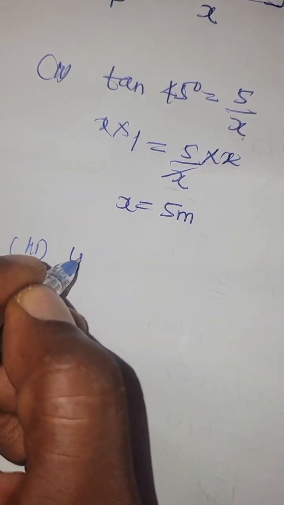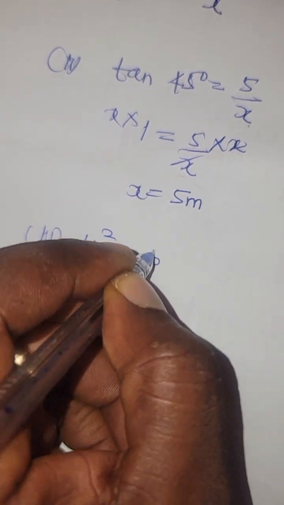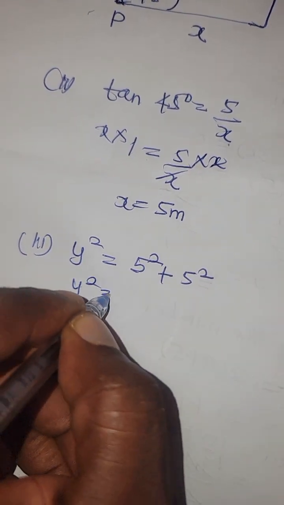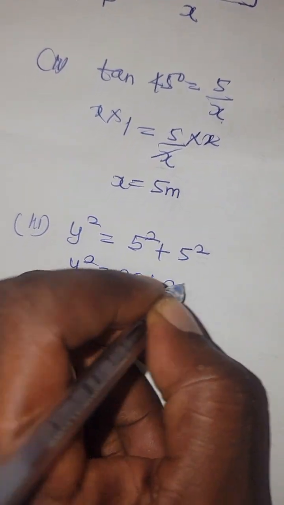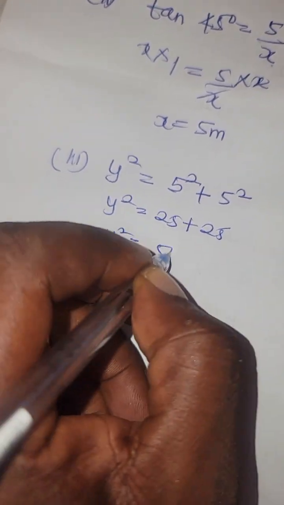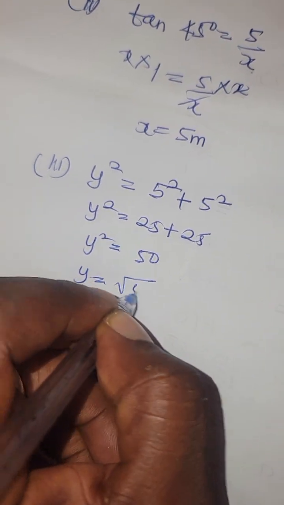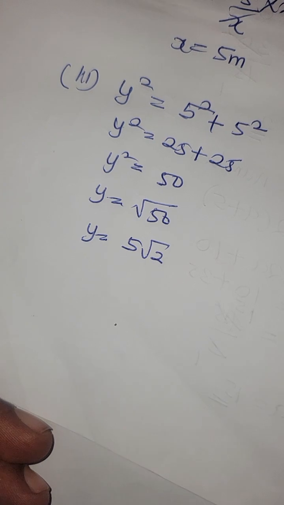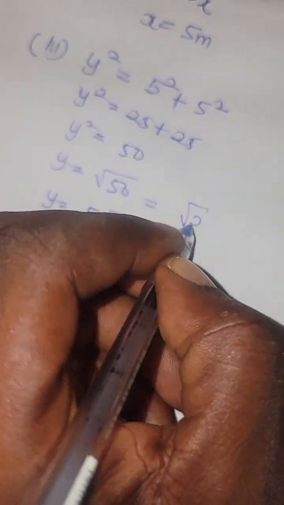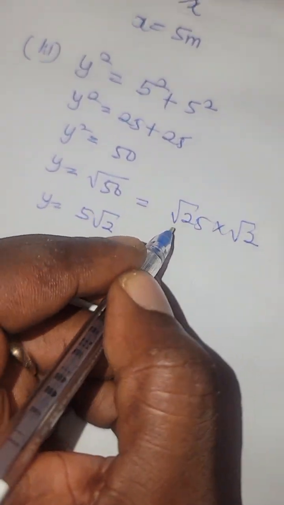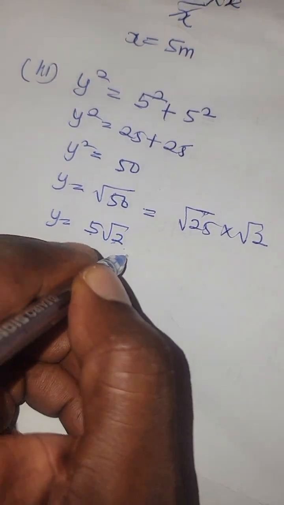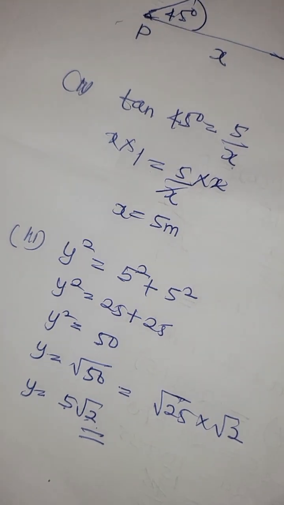So we have the longest side, that is y squared is equal to 5 squared plus the other 5 squared. So y squared is 25 plus 25. Y squared is 50. Y is square root of 50. So y is 5 root 2. Because you have root 25 times root 2, where the root 25 is a perfect square, and that gives you 5 root 2. And that ends the solution on the A part of the question.